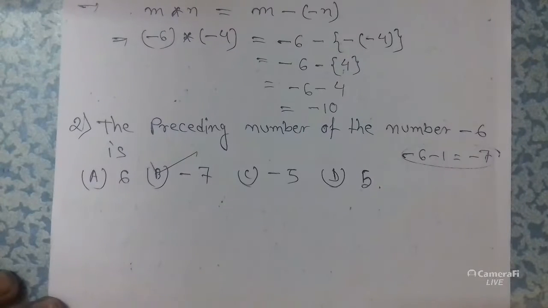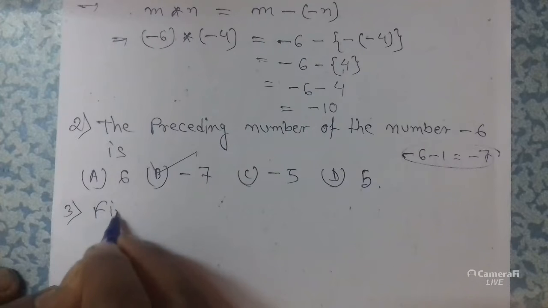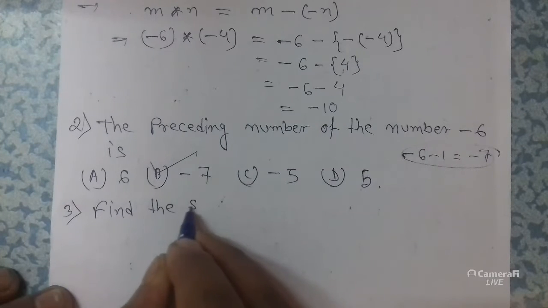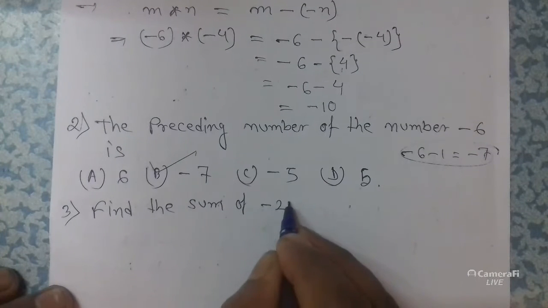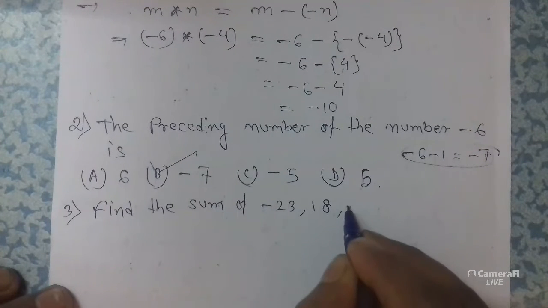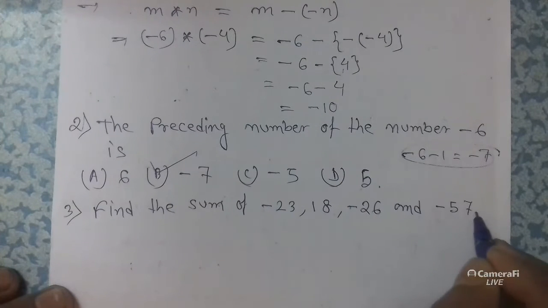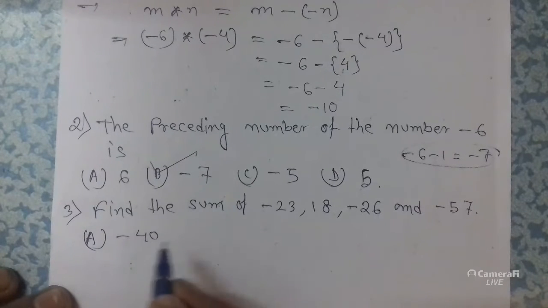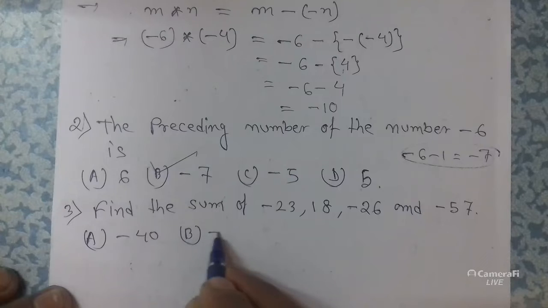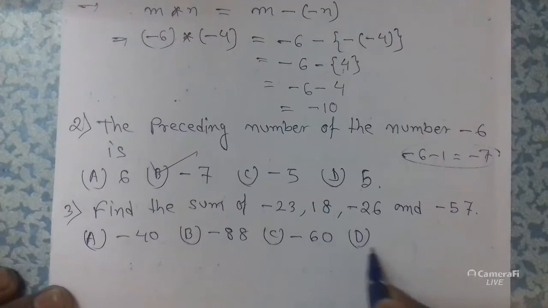Next problem. Find the sum of minus 23, 18, minus 26 and minus 57. The options are minus 40, minus 88, minus 60 and minus 20. Okay.